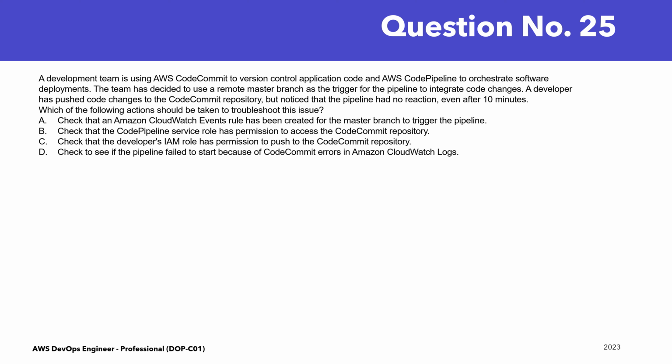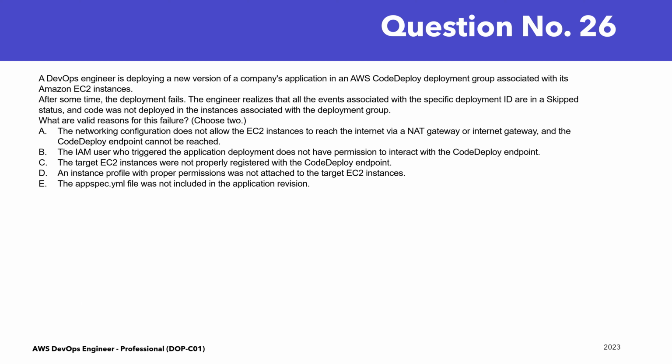A. Check that an Amazon CloudWatch Events rule has been created for the master branch to trigger the pipeline. B. Check that the CodePipeline service role has permission to access the CodeCommit repository. C. Check that the developer's IAM role has permission to push to the CodeCommit repository. D. Check to see if the pipeline failed to start because of CodeCommit errors in Amazon CloudWatch Logs. Correct answer, A.